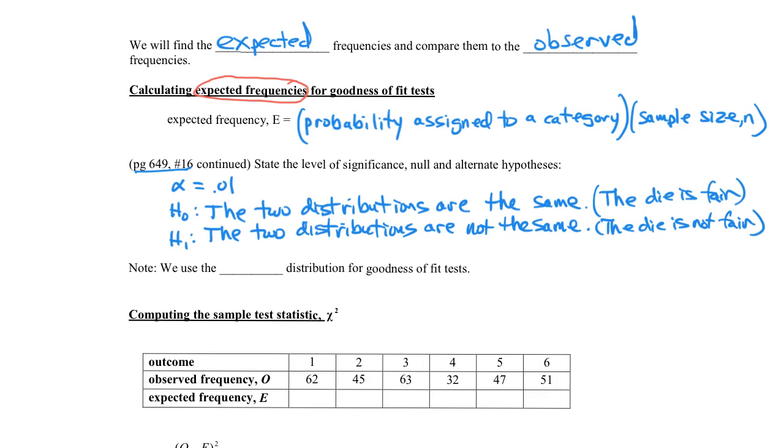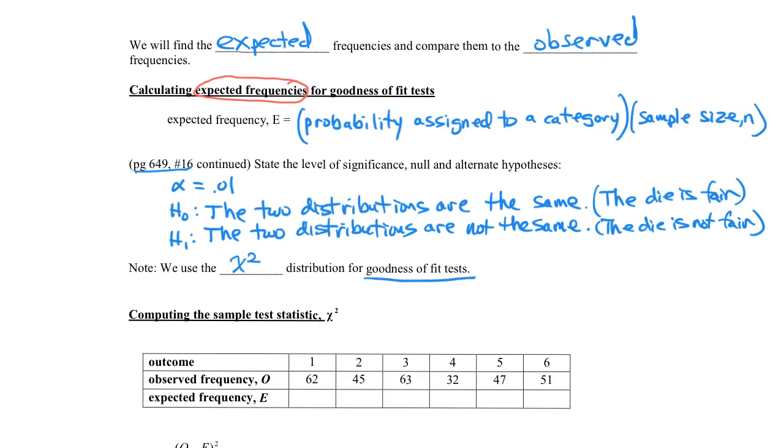So in 10.2, this is going to look very similar every time. We're going to assume the two distributions are the same, and the alternate hypothesis would be the two distributions are not the same. And then there'll be something that means that in the context of the problem. But basically, these are going to all look very similar to this. And then the note is we will use your new favorite distribution, the chi-square distribution, for goodness of fit tests. So we are going to compute the sample test statistic.